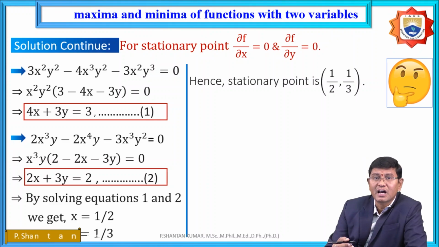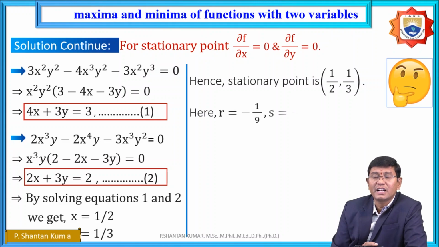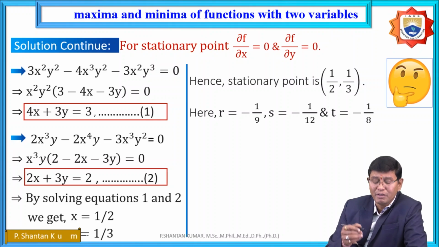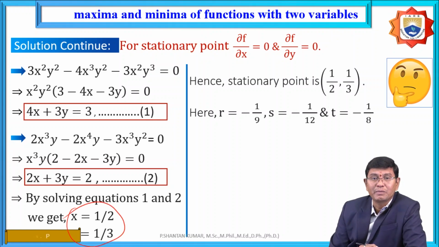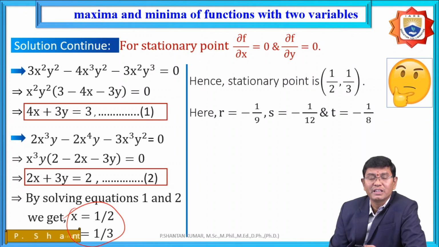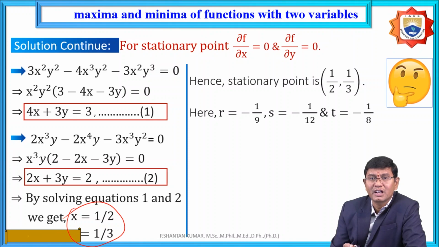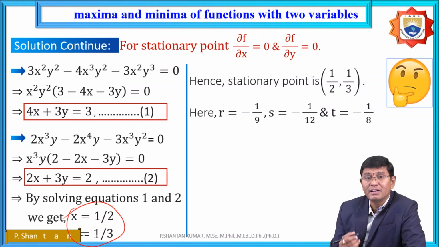We need to replace r comma s comma t, where r is equal to minus 1 by 9, s is equal to minus 1 by 12, and t is equal to minus 1 by 8. With the help of these two stationary points, x equal to 1 by 2 comma 1 by 3, in the r comma s comma t. That r comma s comma t we already completed in the previous slide. Here, further we need to find rt minus s square.